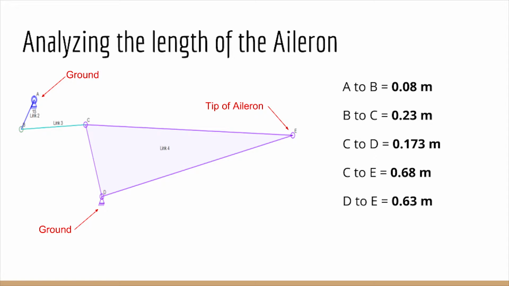Now to talk about the length of the aileron to analyze each link. Analyzing this mechanism, 4 components were made. They were independently analyzed as 4 links as seen above. Point D and point A are both grounded and do not undergo any motion. They have angular velocity, however no linear velocity. Points A to B have an approximate length of 0.08 meters. Points B to C have a length of 0.23 meters. Points C to D have a length of 0.173 meters. Points C to E have a length of approximately 0.68 meters. Points D to E have an approximate length of 0.63 meters.